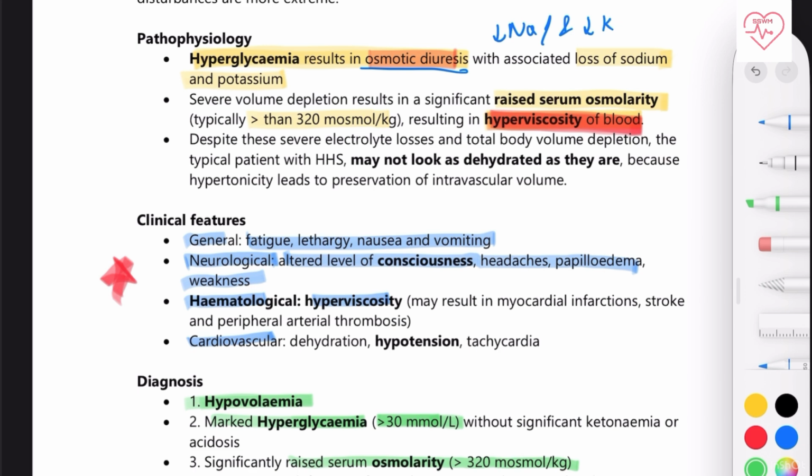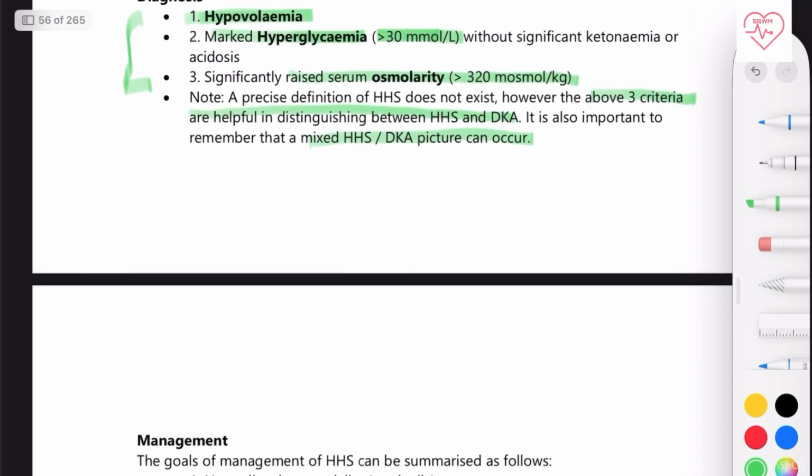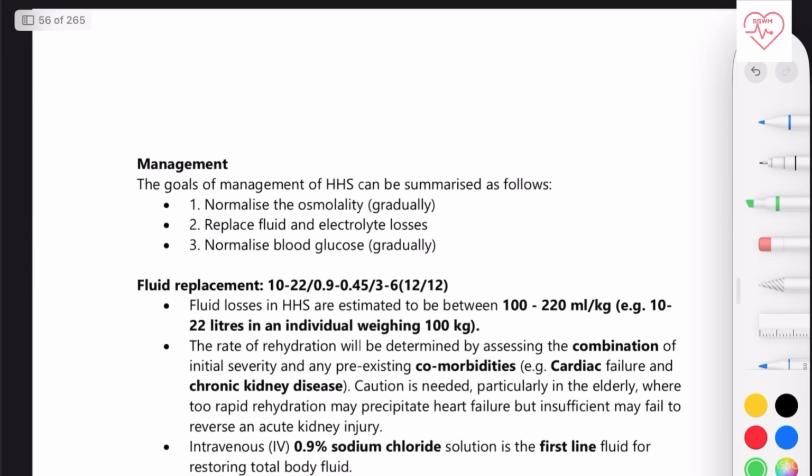However, the above three criteria are helpful in distinguishing between HHS and DKA. This criteria is not as precise, but we can still differentiate between HHS and DKA. It is also important to remember that a mixed HHS and DKA picture can occur. It is possible that both can occur together. So there are a lot of things you have to focus on.